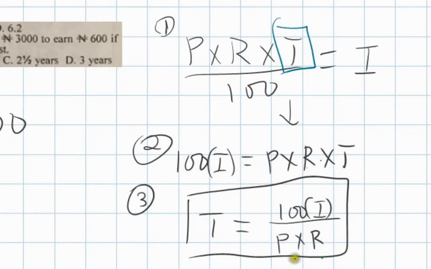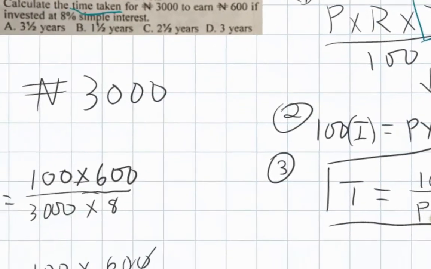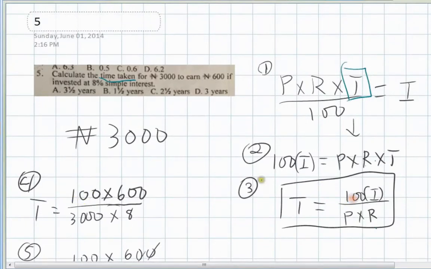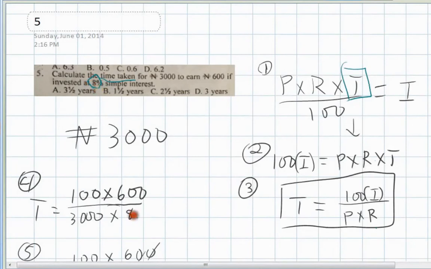So your next step would be to plug in the numbers that they already gave you. So you have 100 as a stand-in from here, 600. You are earning the 600 as your interest. That is your interest. And then at the bottom is the rate. This is 8% is the rate, and the 3,000 is the principal. So you're putting in 3,000 at a rate of 8%, and you want to make an interest of 600.